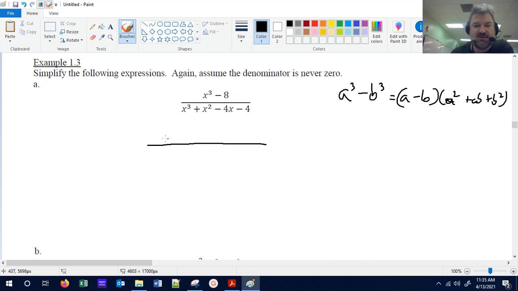So in my numerator, I get x minus 2, the cube root of x cubed, the cube root of 8, and now I use that to fill this in. X, square that, multiply these two together and change the sign, and square that.